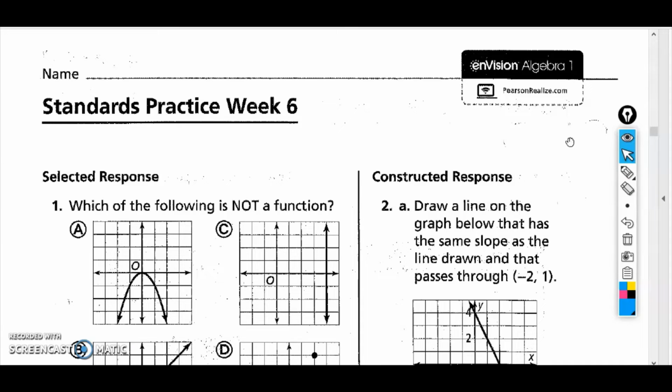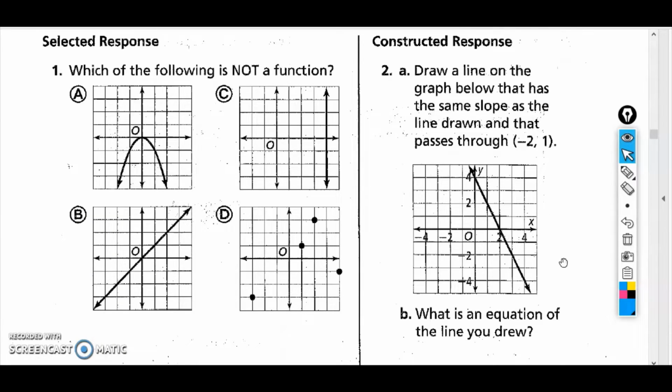Standards Practice Week 6. Select a response. Number 1, which of the following is not a function? So one of the keywords is definitely "not." And the other ones are functions, which means for every x, there's only one y. So every input has only one output.